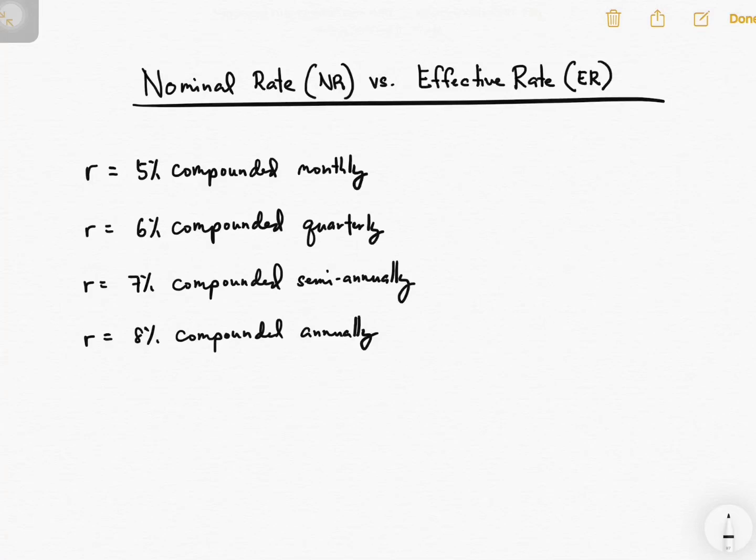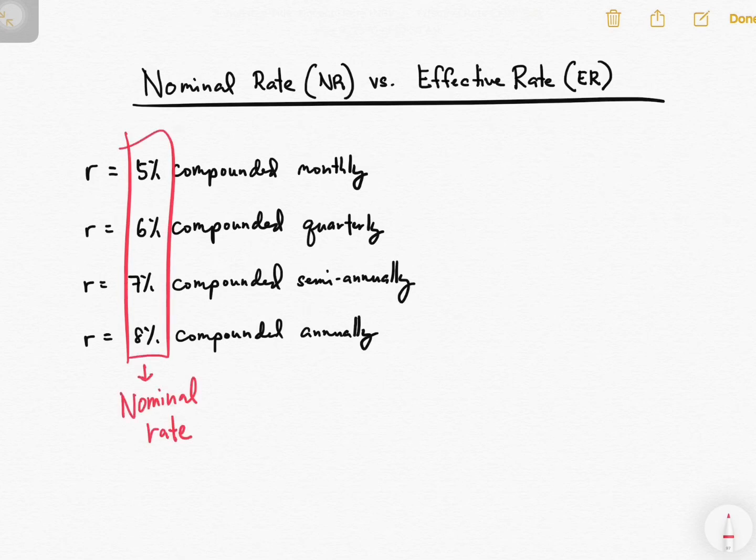Hello, in this video I'm going to differentiate nominal rate (NR) and the effective rate (ER). Here I have different interest rates compounded differently. You have monthly, quarterly, semi-annually, annually, and then you can also do daily, weekly, etc. The rates that you can see here, 5, 6, 7, 8, these are the nominal rates.